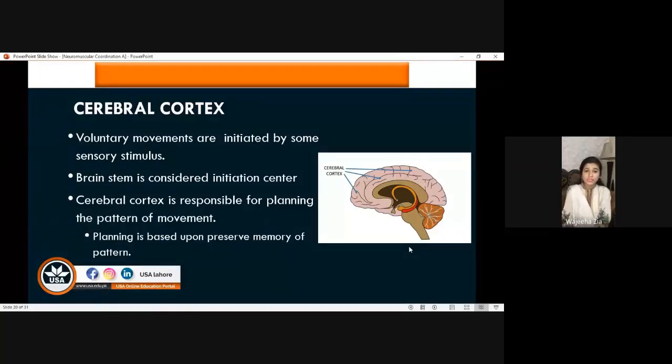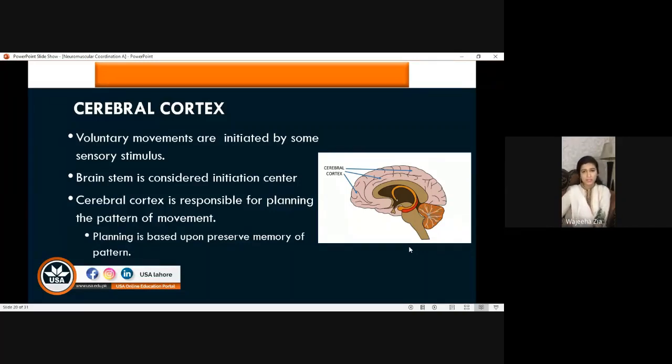So the cerebral cortex will plan all the activity. Suppose I asked you to hold a pen. Holding the pen requires your elbow movement, wrist movement, and hand movement. Then you're gripping, trying to hold the pen. So this planning, how much contraction of the agonist, how much relaxation of the antagonist, and how many degrees of flexion and extension are required, all of these are stored in the cerebral cortex.